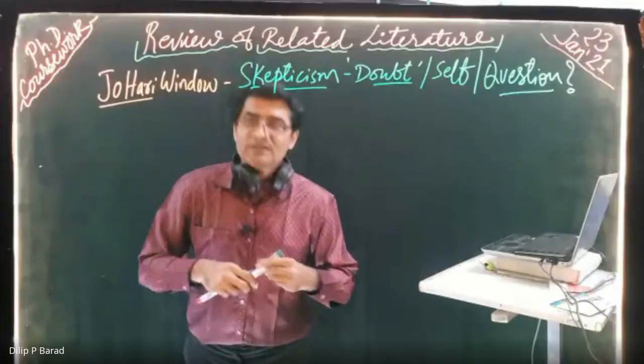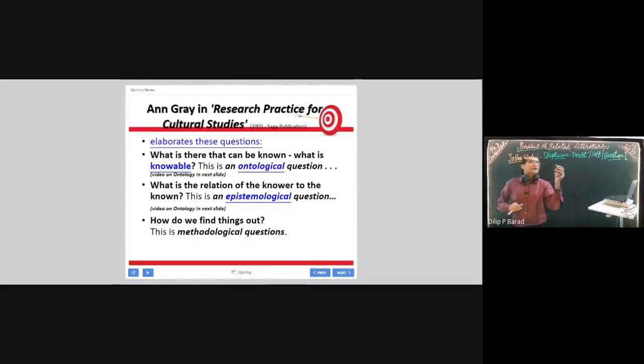What is this ontological question, that also we will see here. This is an ontological question: what is there that can be known.